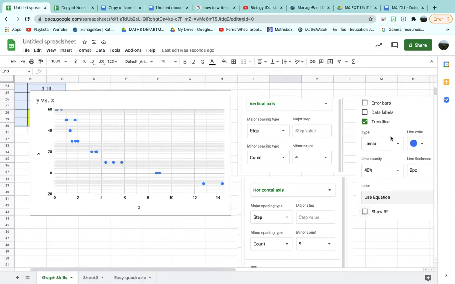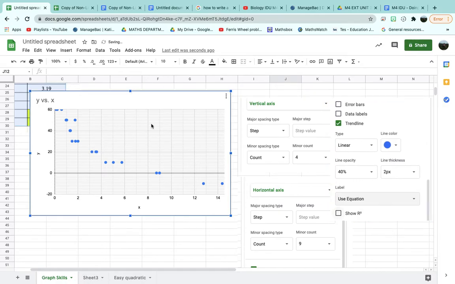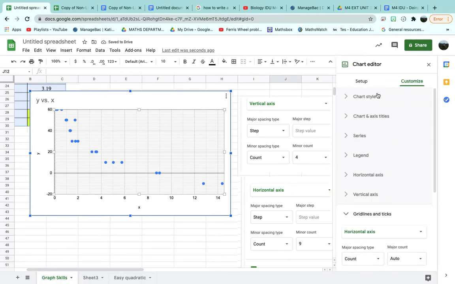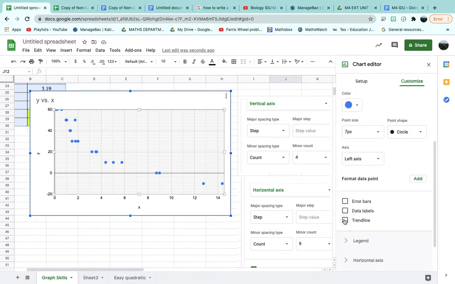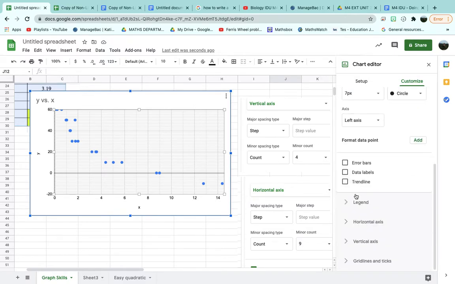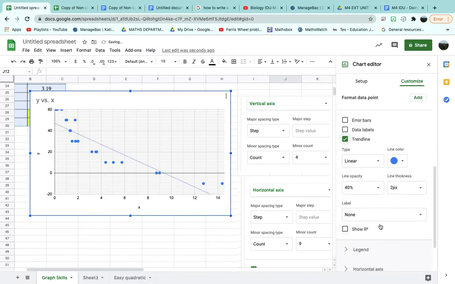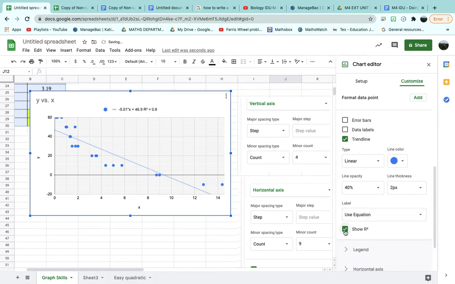Last but not least, we would like to add a trend line. So we're going to double click on this again, and we're going to look through each of these menus here, and on the series menu we can find trend line, and we can add an equation, use equation, and we can even show Pearson's, which is there r squared.